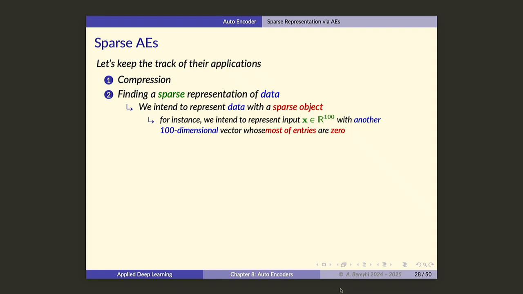So this is one thing. You can also add compression to that. That is also possible, right? For instance, I don't want to represent my 100-dimensional data with a 100-dimensional sparse latent. I want to represent it with an 80-dimensional sparse latent, okay?